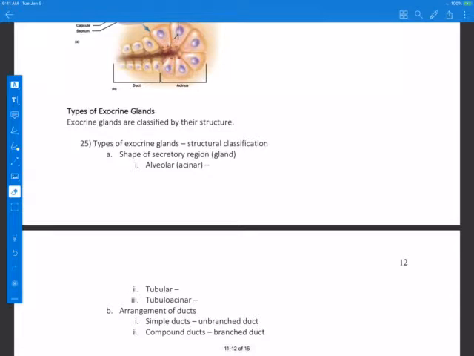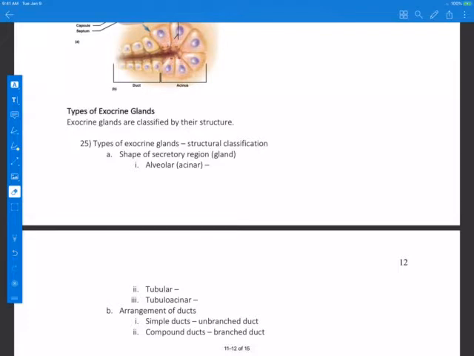Now the secretory part of the gland is the part that secretes. Secretory means to secrete, related to secreting. And one shape is called the alveolar. Sometimes these are called acinar. But basically, they're secretory cells that form this dilated sac. It's kind of a shape that's kind of bulbous and round.